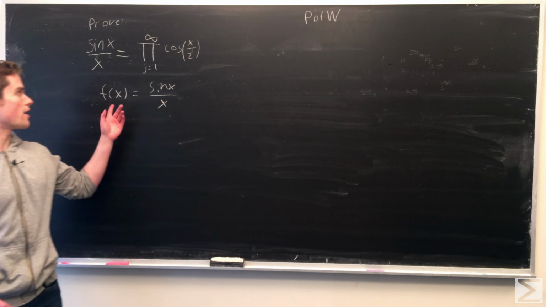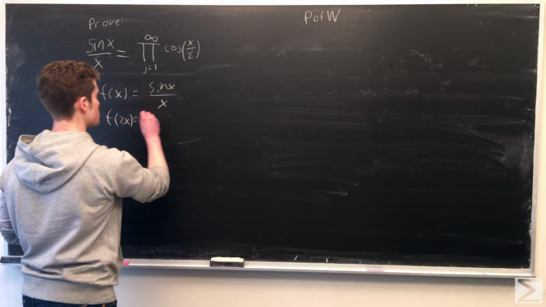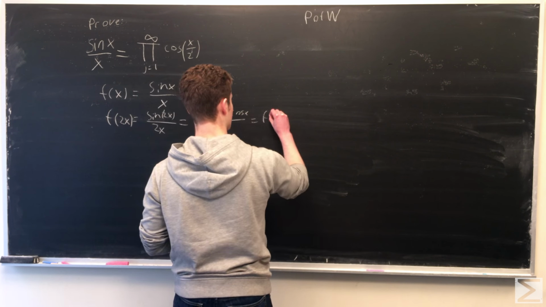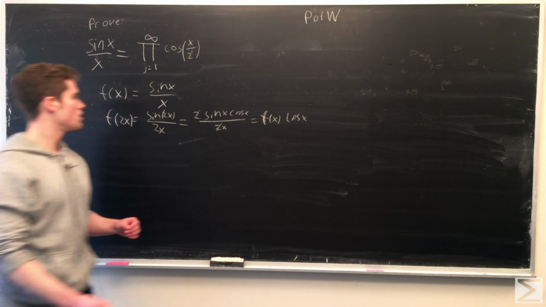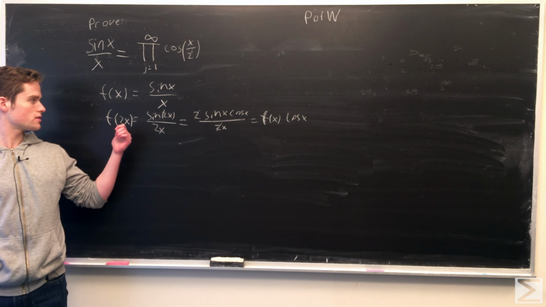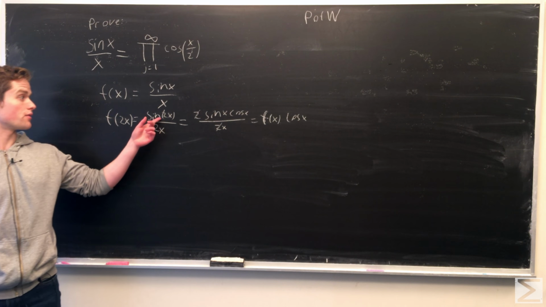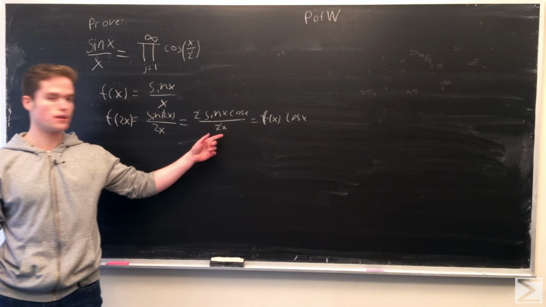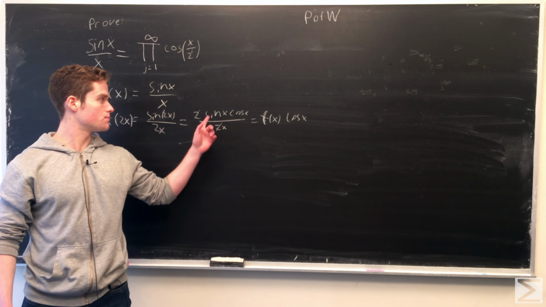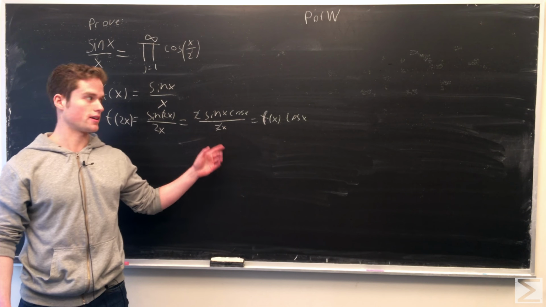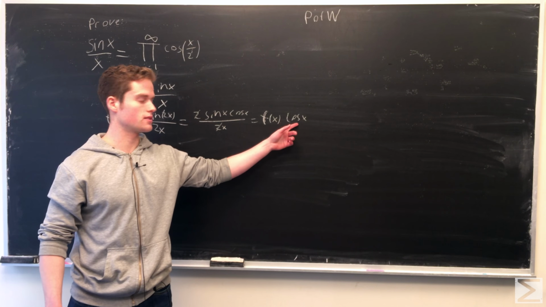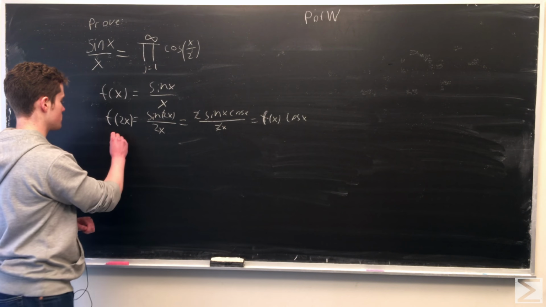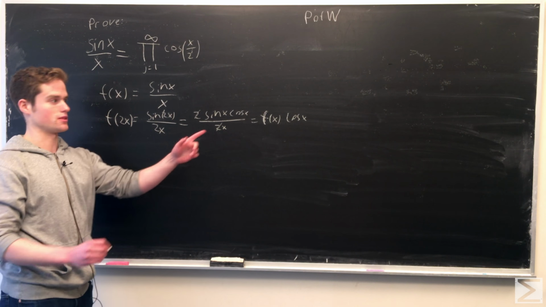So consider f of 2x. Plugging in, we have sine of 2x over 2x. Sine of 2x is 2 times sine x times cosine x, all that over 2x. And because we know sine x over x is just f of x, this equals f of x times cosine x. So we have f of 2x equals f of x cosine x.